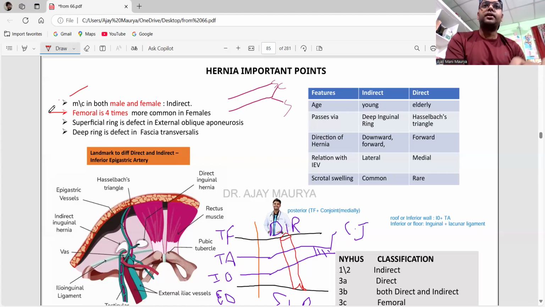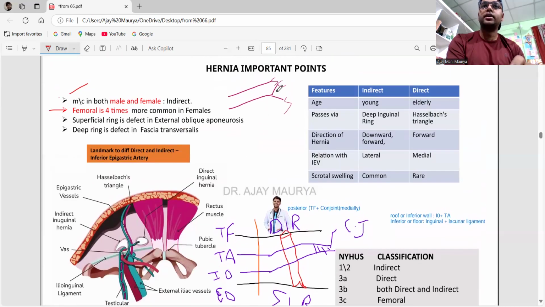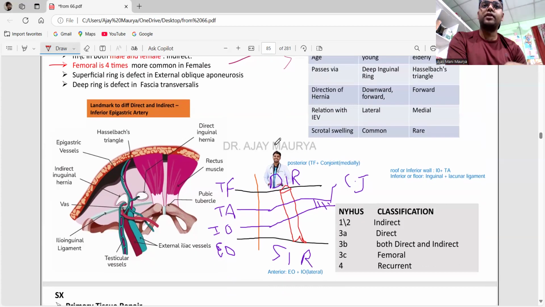Next one, you have to remember how we are going to differentiate between the indirect and the direct hernia. First of all, you have to know something here. These are the layers of the abdominal wall. First is the skin, then the superficial fatty layer, Camper's fascia, the outer layer, then the inner layer, Scarpa's fascia. Next we have the external oblique muscle, internal oblique muscle, transverse abdominis muscle, and here is the transversalis fascia. This is the anterior part and this is the posterior part.